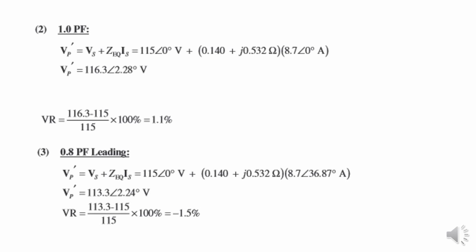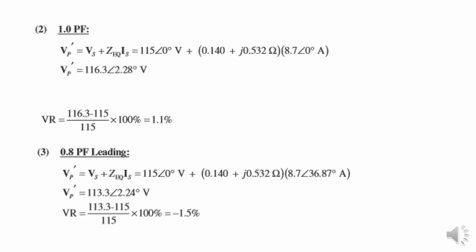Then 0.8 power factor leading. The angle whose cosine is 0.8 is 36.87. When it is leading, it means the current is leading. Current leading means the only thing that is changing is the angle of Is, which will change to plus 36.87. So when we substitute those things into the equation, we are again getting VP dash. VP dash, which is VP over A, is 113.3 angle 2.24.